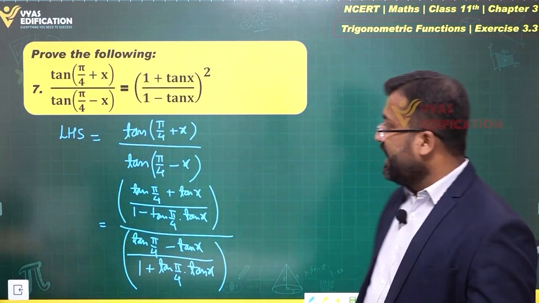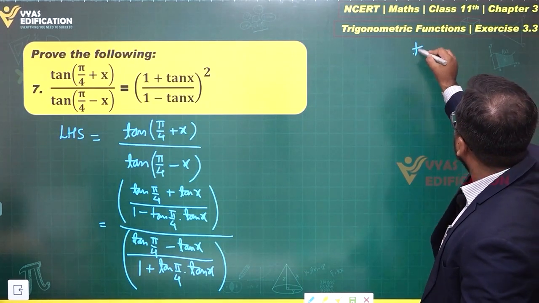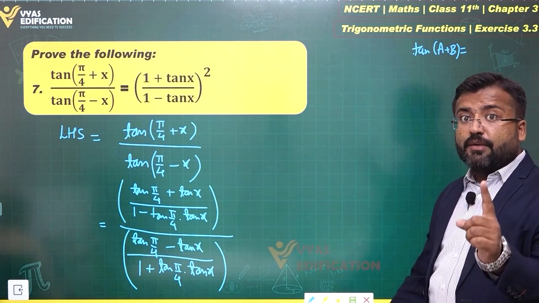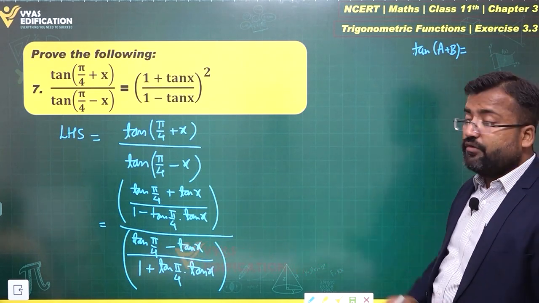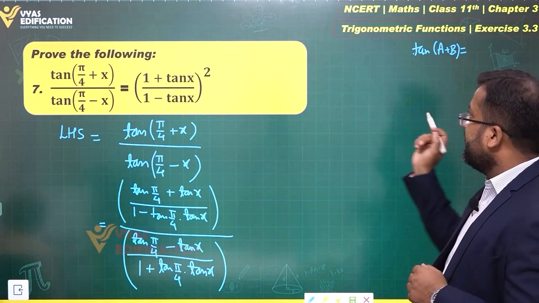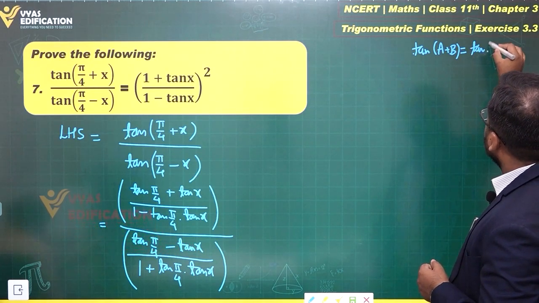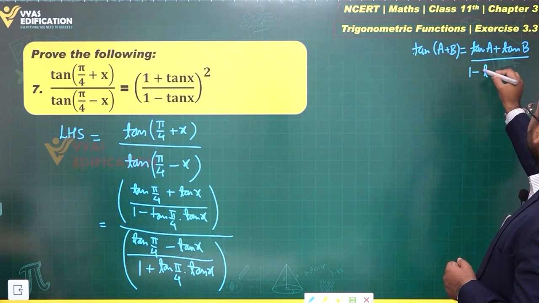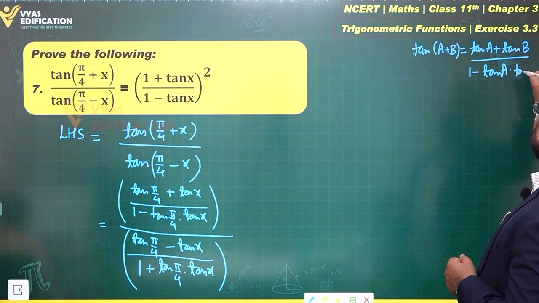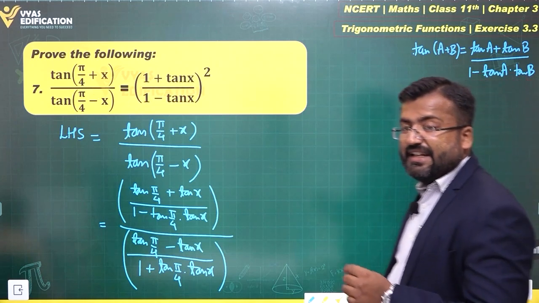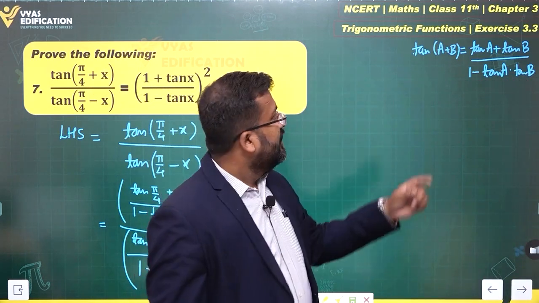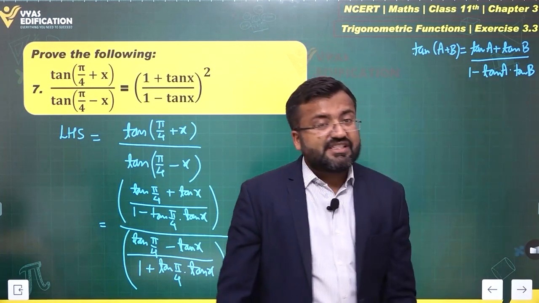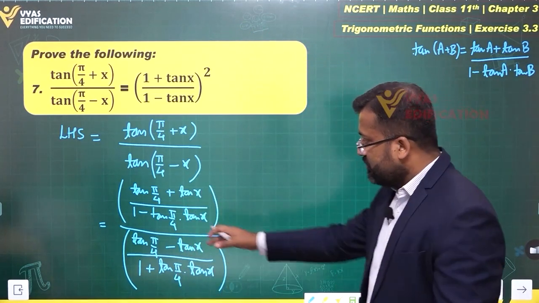What did we apply over here? Let me write the formula. Tan of a plus b is equal to... if you do not remember this formula, it is very difficult to solve this kind of a question, right? You should memorize this formula. This is tan a plus tan b over 1 minus tan a into tan b, right? And tan of a minus b will become tan of a minus tan of b over 1 plus tan of a into tan of b, and that's what you have used over here.